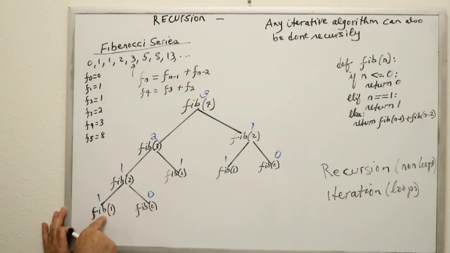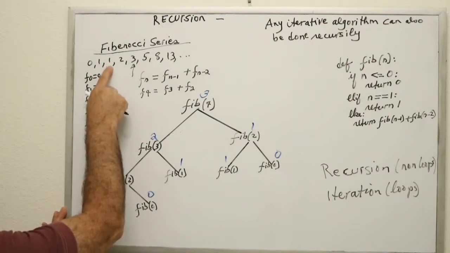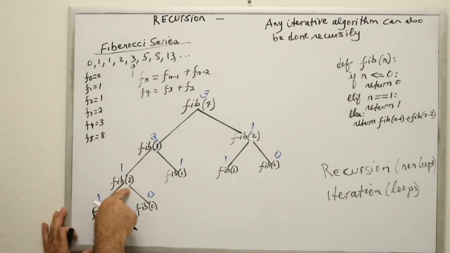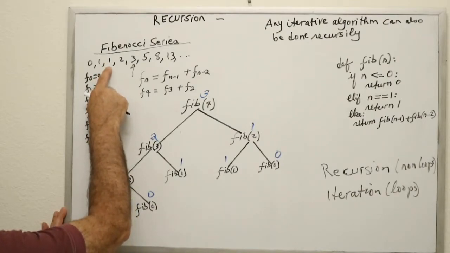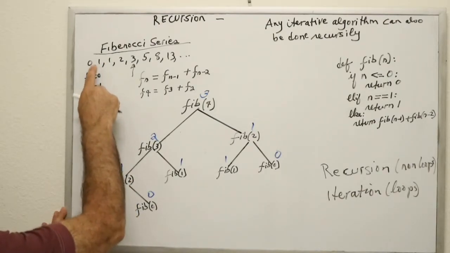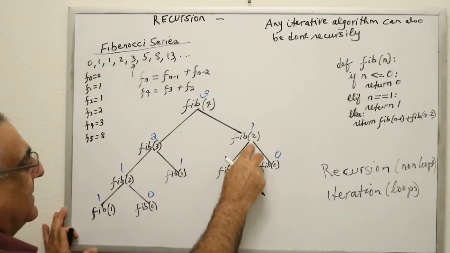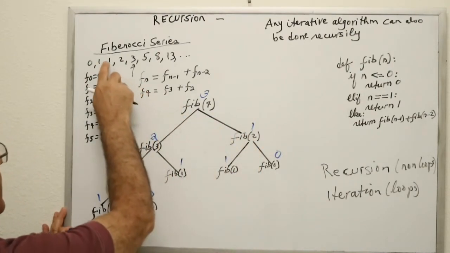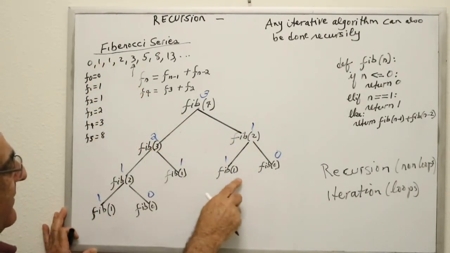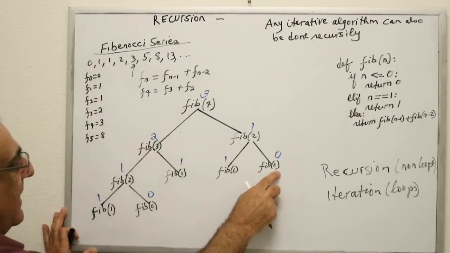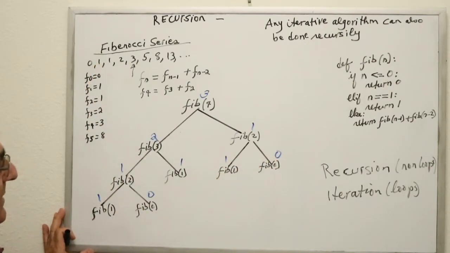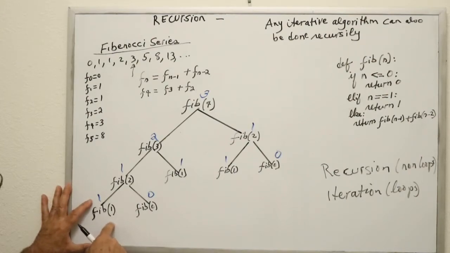So Fibonacci of the second term is the Fibonacci of the first term plus the 0 term. Now, if you backtrack here, the Fibonacci of the second term is the first term, which is 1, and I wrote that there, plus the Fibonacci of the 0 term, which is 0. Now, what I'm going to do is go down to the lowest level.